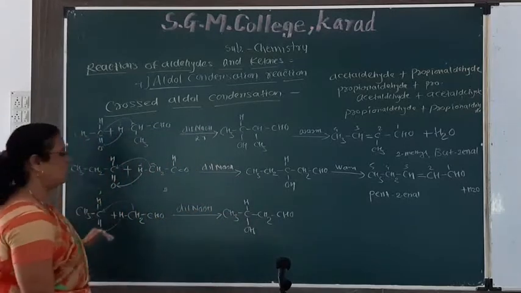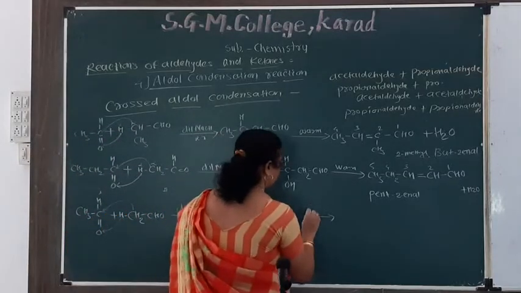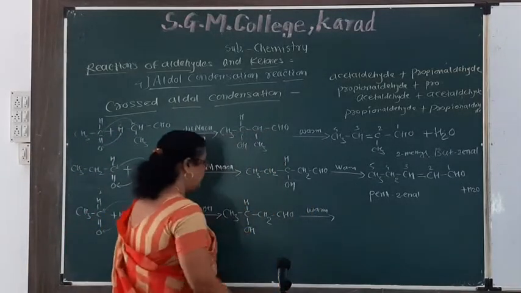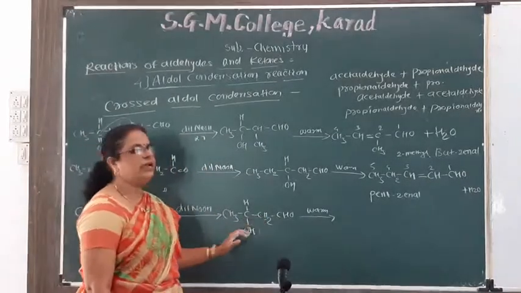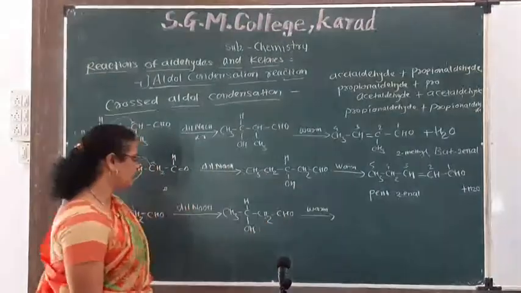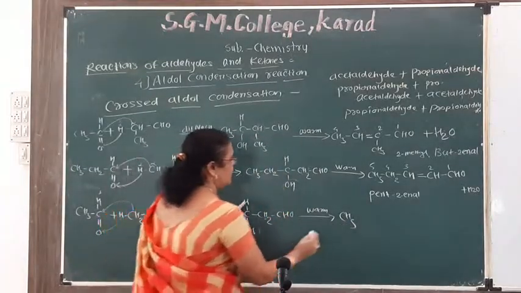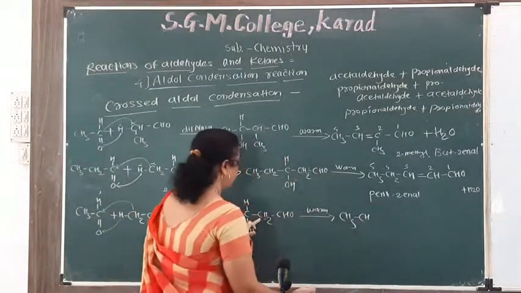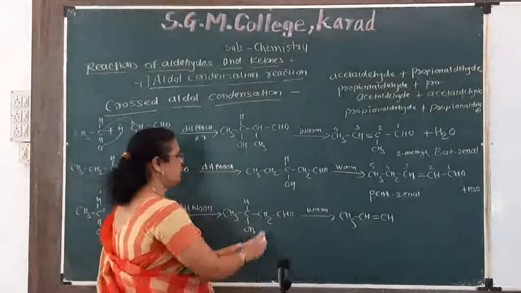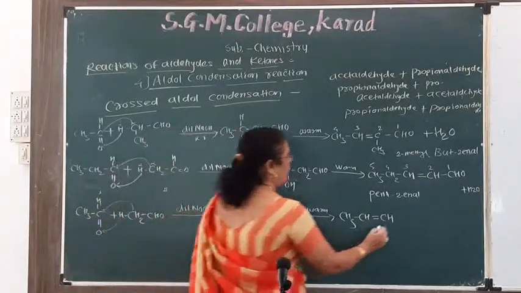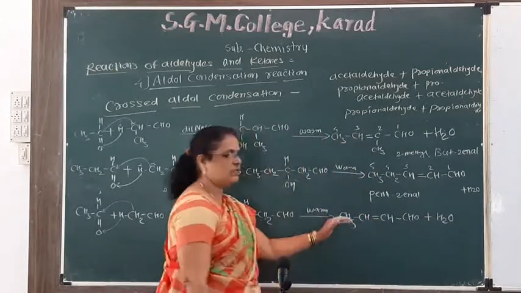This is nucleophilic addition. Then elimination takes place. Then a water molecule is eliminated. This OH and H eliminate to give a water molecule. Then we get CH3, CH, with a double bond, CH and CHO, plus H2O. This is the third product.